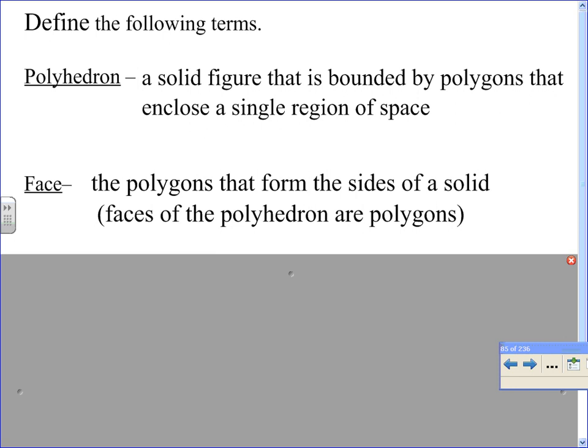Okay, so a face. It's kind of funny because now these shapes are going to have something called a face. So it's like they're looking at us, huh? The polygons that form the sides of a solid. Now, you don't have to write down this in parentheses, but you can if you want. Faces of the polyhedrons are polygons. So this is where we get into cylinders and spheres are kind of outside of this. We will talk about those ones separately.